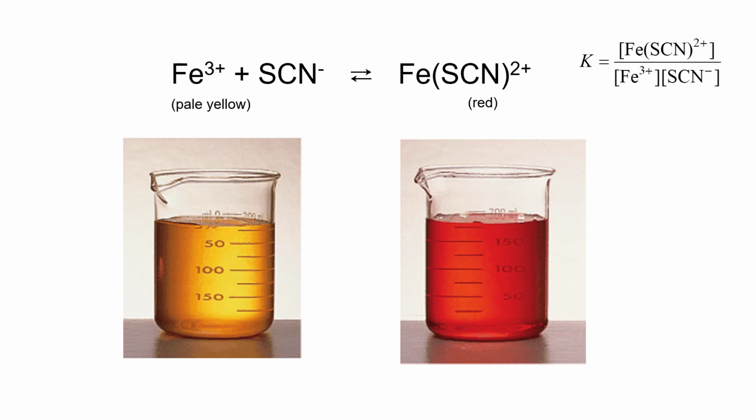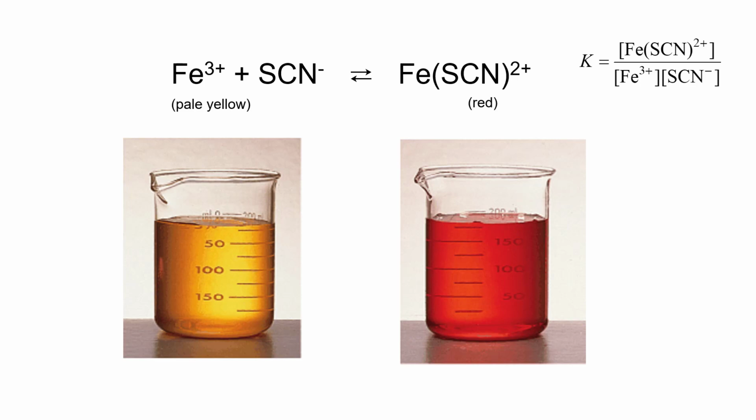Let's look at this example here of iron thiocyanate. If you have just iron 3+, it's going to be yellow, like you see here in the left beaker. But when you mix it and the reaction goes forward to equilibrium, you'll produce iron thiocyanate, which is a red color. You can see the equilibrium expression here on the right-hand side.